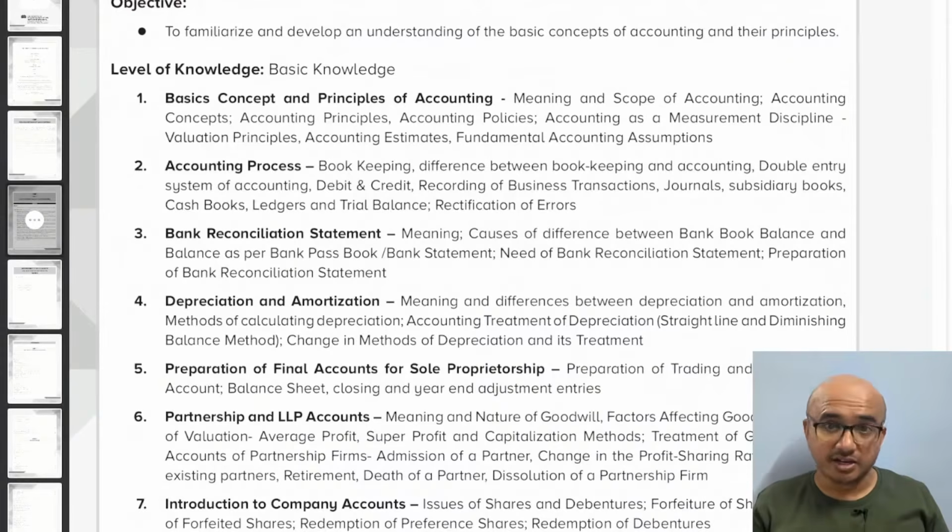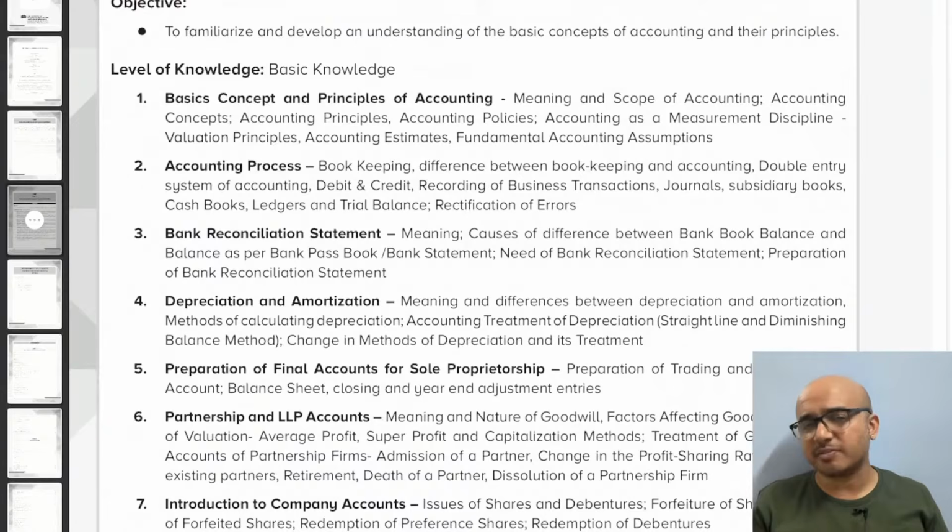In fact, at this moment I would like to say that this is more or less a replica of what we have for CA Foundation accounting, except for a couple of small chapters which are not there here in CSEET. The rest of the syllabus is more or less a replica of what we have in CA Foundation. They have the same things. For example, the third chapter there too is bank reconciliation statement.